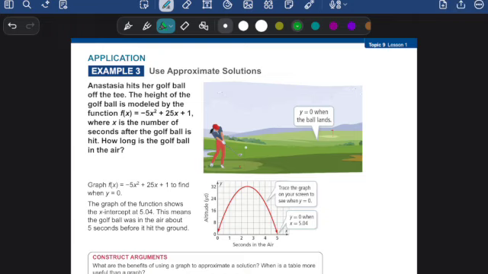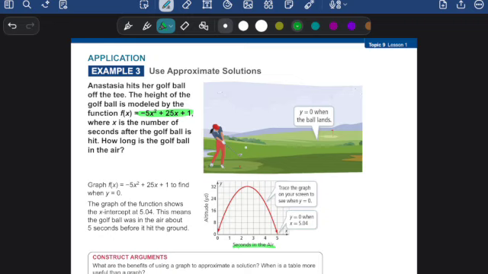Example 3, application using approximate solutions. Anastasia hits her golf ball off the tee. The height of the golf ball is modeled by this function. So we have a quadratic function because it's going to travel up and then come back down following a parabolic shape, where x is the number of seconds after the ball is hit. So pay attention to that. It's not distance from where it's hit, it's the number of seconds that it's in the air.